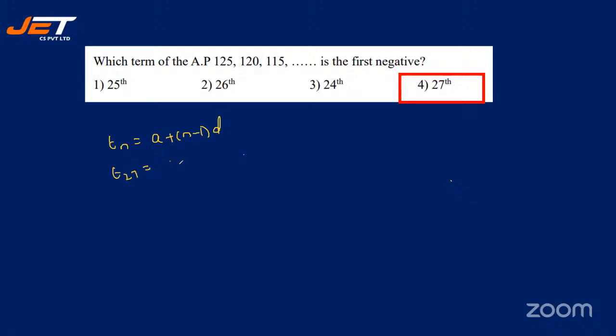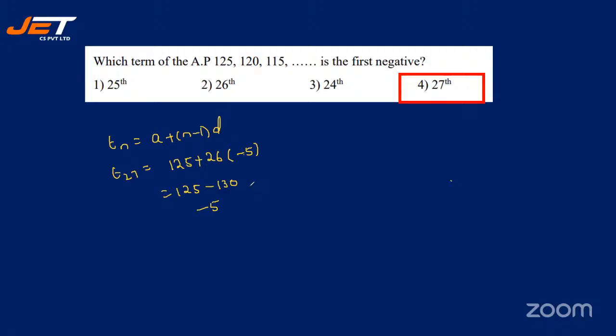T27 is equal to 125 plus 27 minus 1, which is 26, into 120 minus 125, which is minus 5. So 125 minus 5, 6 are 30, 5 2 are 10, 11, 12, 13. So 125 minus 130 is minus 5. See, this could be the apt one because from here only the minus starts.